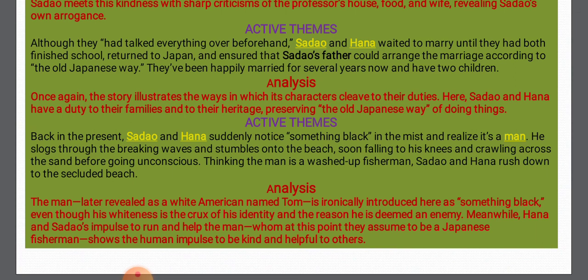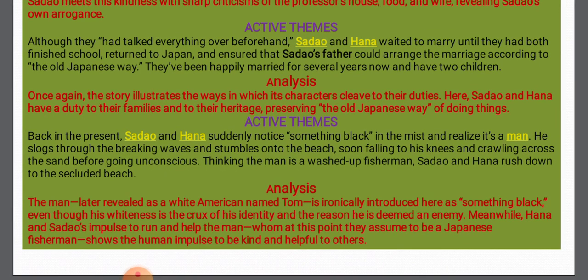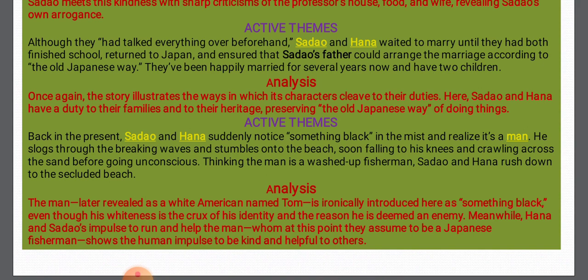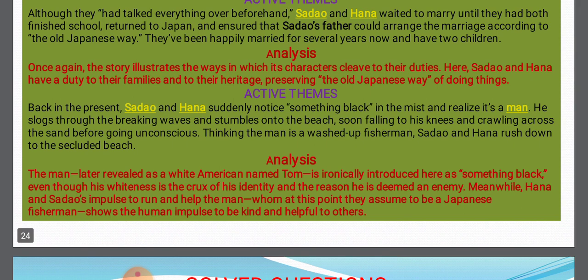Back in the present, Sadao and Hana suddenly noticed something black in the mist, isn't it? So we'll see that the story starts from here. They were sitting in their house, from where they could see the sea beach covered with mist, and from there they could notice something black. And what was that actually? That was an American soldier, wounded. He was coming, seeking help, isn't it?